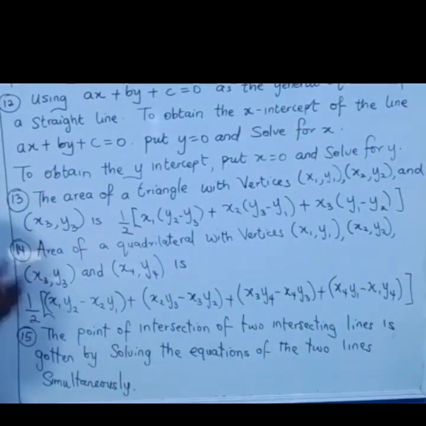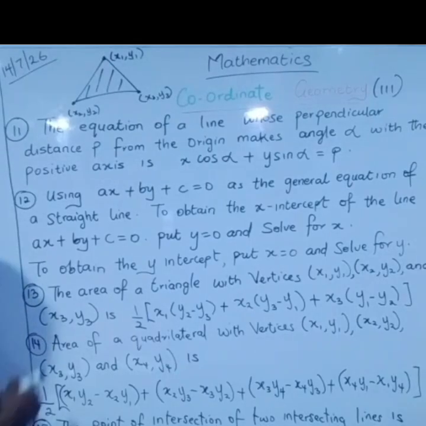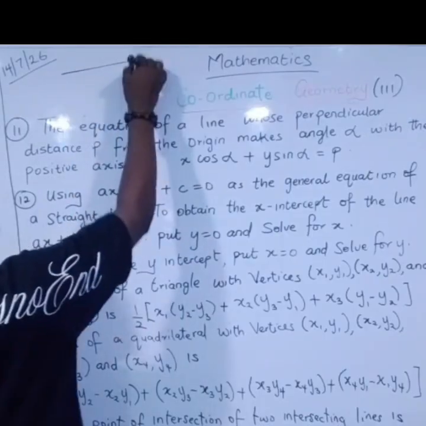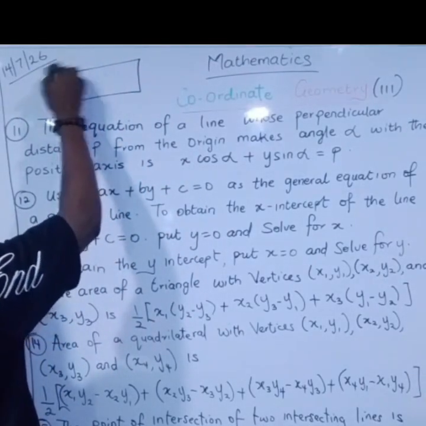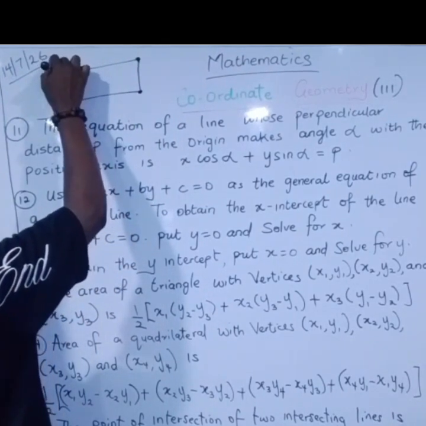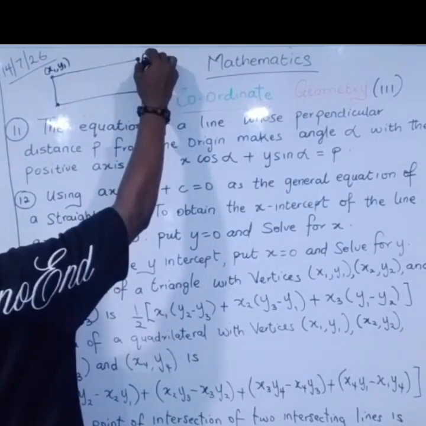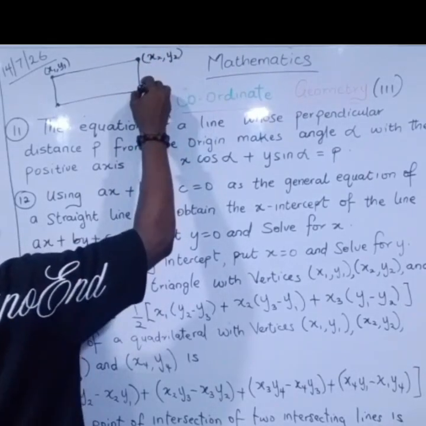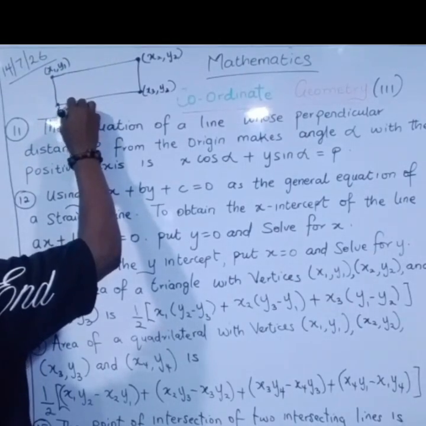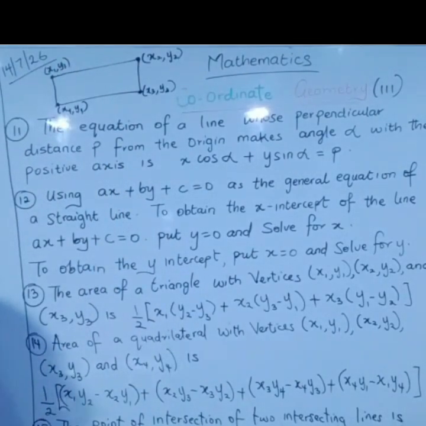For the area of a quadrilateral, it also has its own sequence. So what's a quadrilateral? 4 sides, right? So you are given the vertices' coordinates. So you are given the 4 coordinates of whatever quadrilateral, whether it's a rectangle, a square, whatever quadrilateral they're giving. It could be a trapezium, it could be anything. How do you get the area of that quadrilateral?